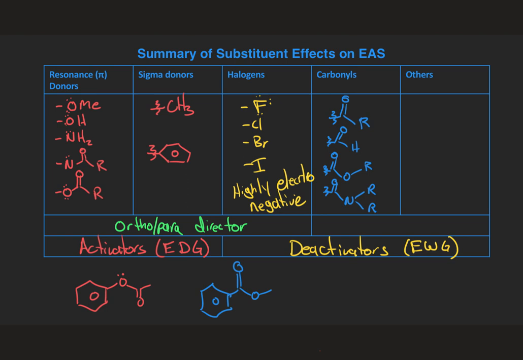And then some other examples of deactivators we've seen, a nitro group. This has a nitrogen, but remember that nitrogen has no lone pairs on it because it's got a formal positive charge, and so it's a deactivator. CF3 looks like an alkyl group, but because fluorine is so electronegative, it's a net deactivator. Nitriles, C triple bond N.